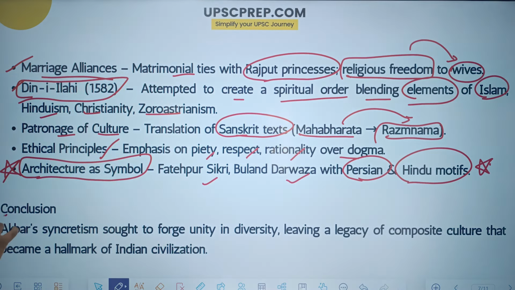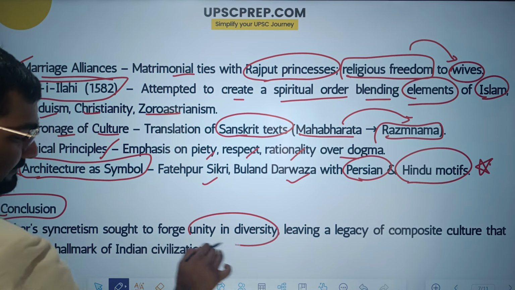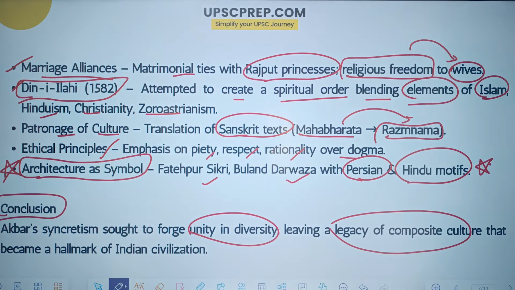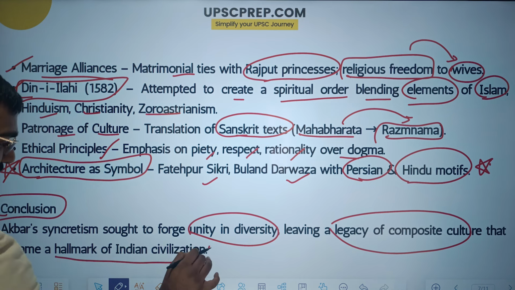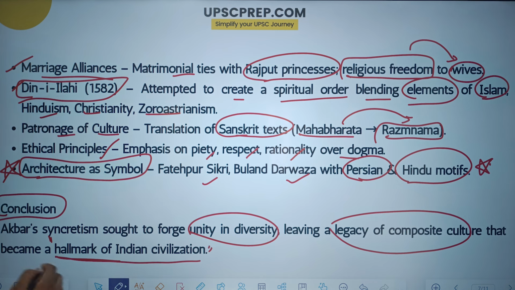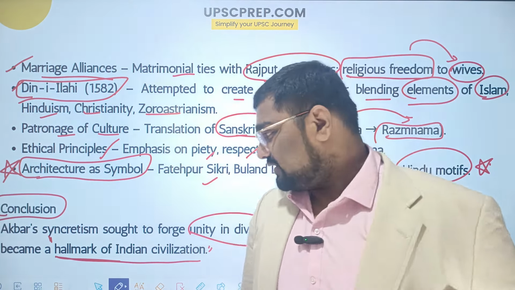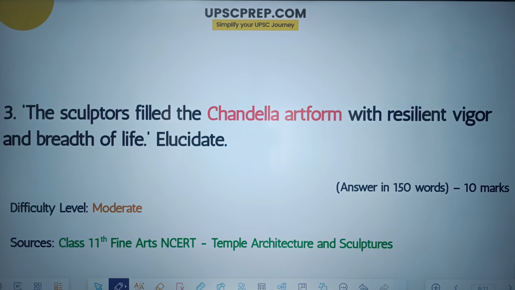Now, in conclusion, what can you talk about? Akbar's syncretism sought to forge unity in diversity. Okay, legacy of composite culture that became a hallmark of Indian civilization. So we are talking about some futuristic conclusion. We are talking about how Akbar's syncretism has led to unity in diversity, has led to the legacy of composite culture, and became the hallmark of Indian civilization, what we follow even today. Okay, fine. Now, guys, read the third question.